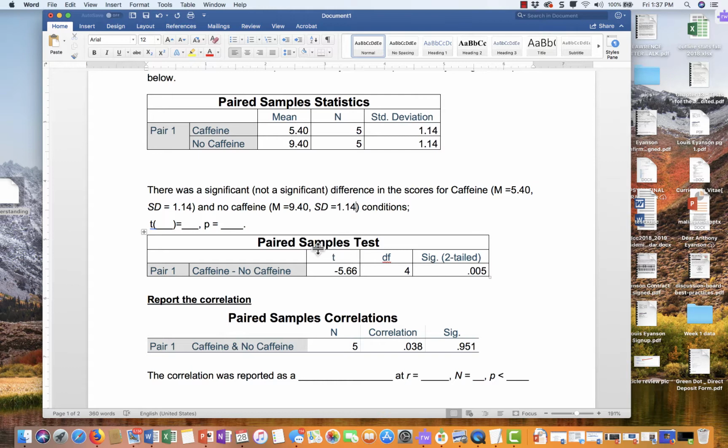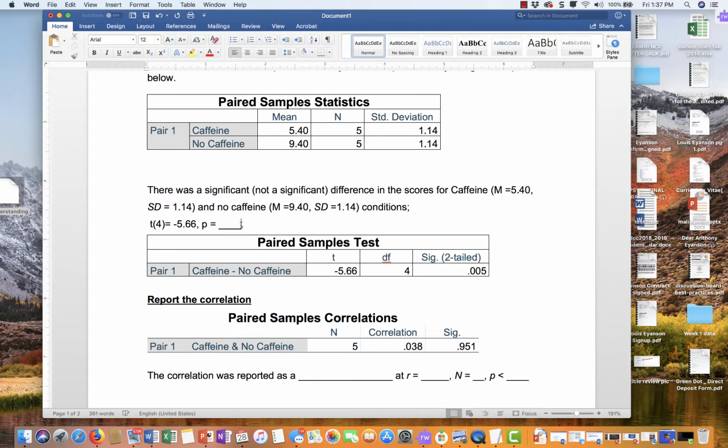Now we have to do our little formula. That comes in the box down here that says paired sample t-test. In between the parentheses is our DF. Our DF here is 4, and you can see it right here, DF 4. Your t value is negative 5.66. You can see that answer right here.